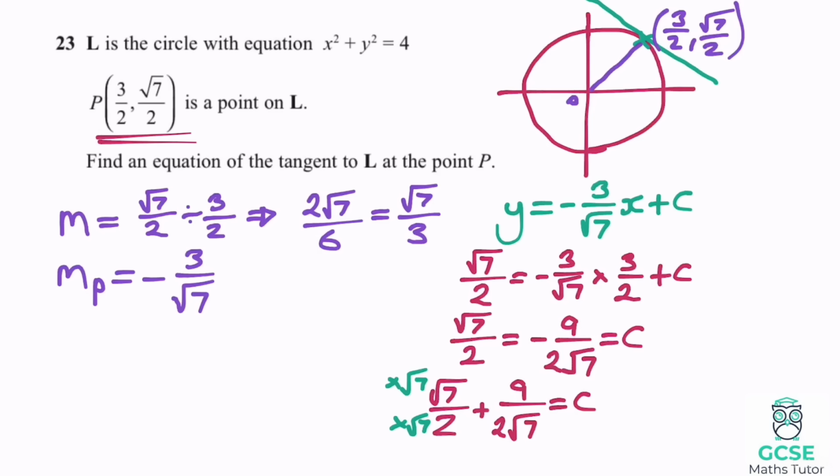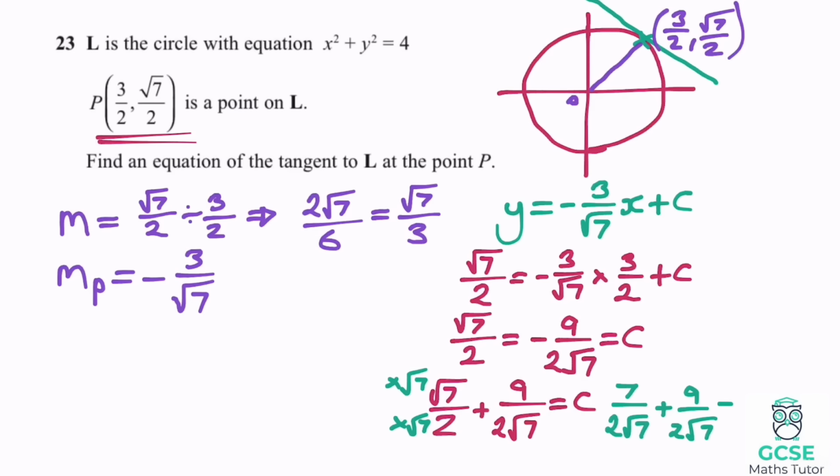So if I times the top and bottom there by root 7 over root 7, we get 7 on the top over 2 root 7, and I'm going to add that to 9 over 2 root 7. So that's going to give us 16 over 2 root 7.